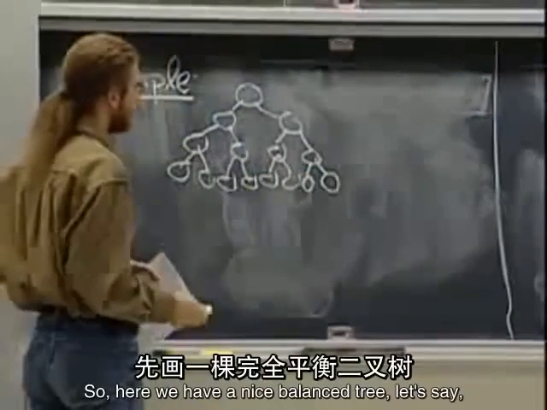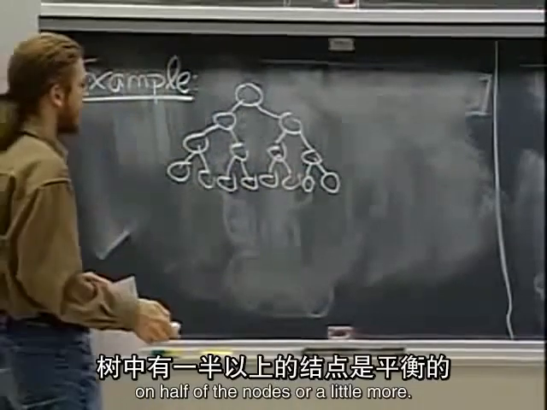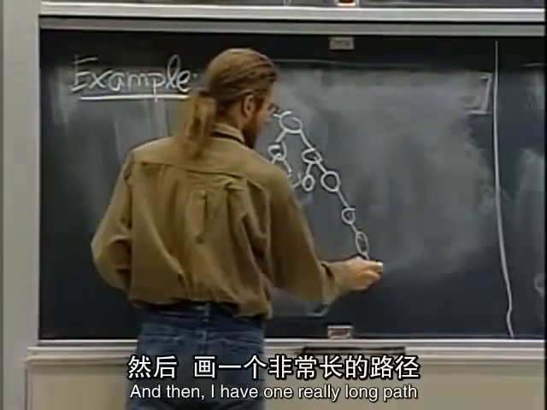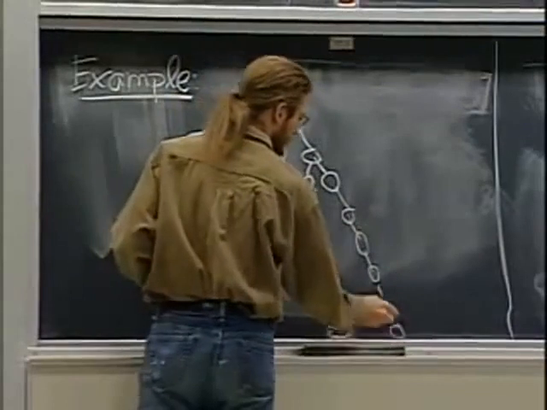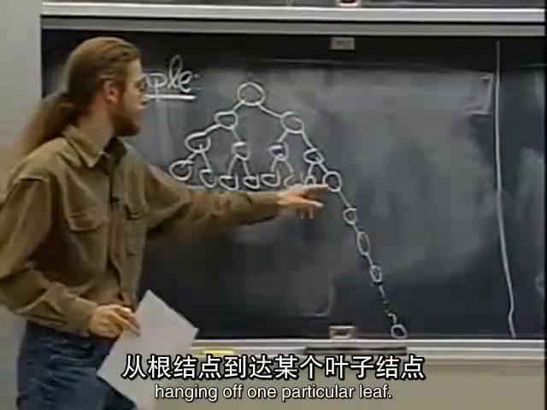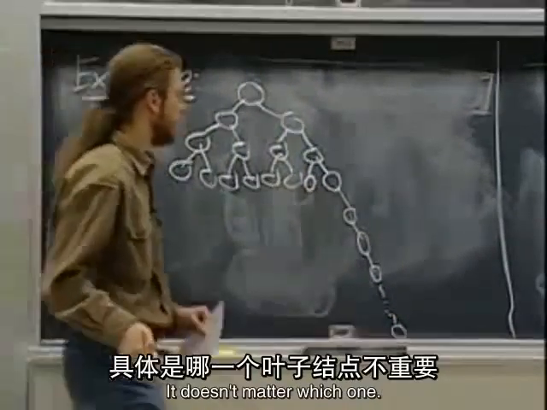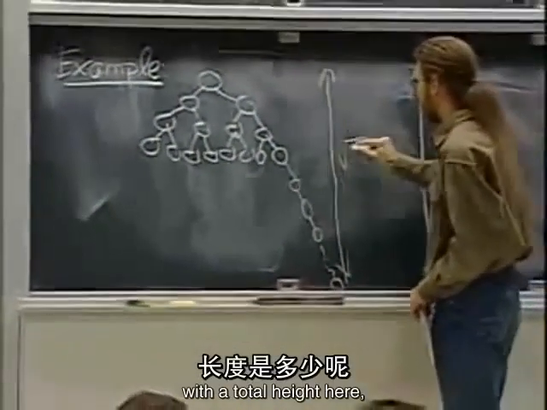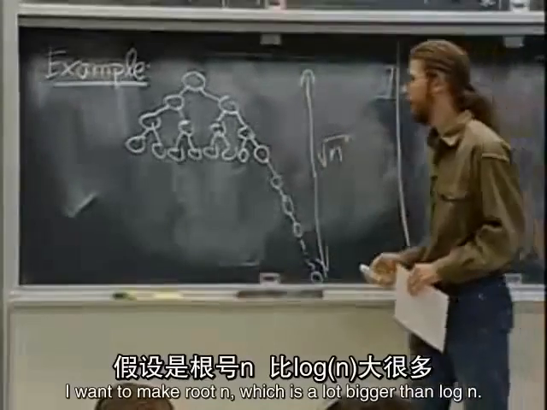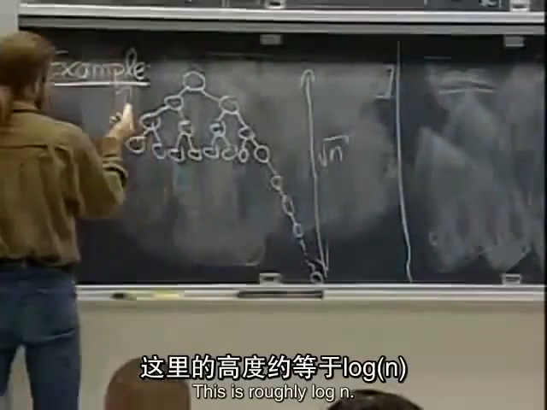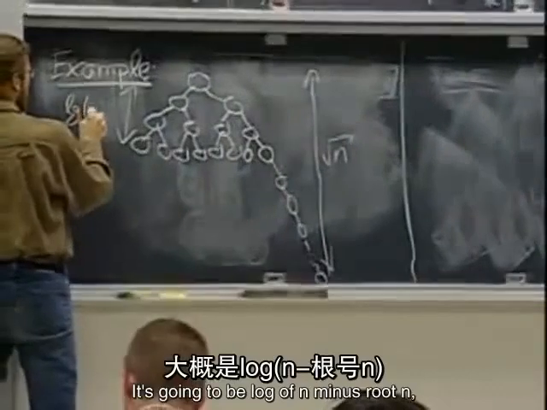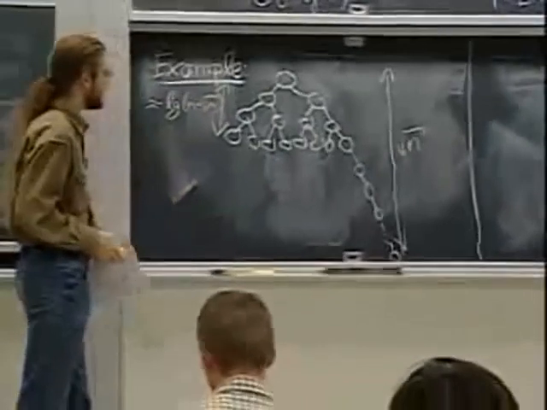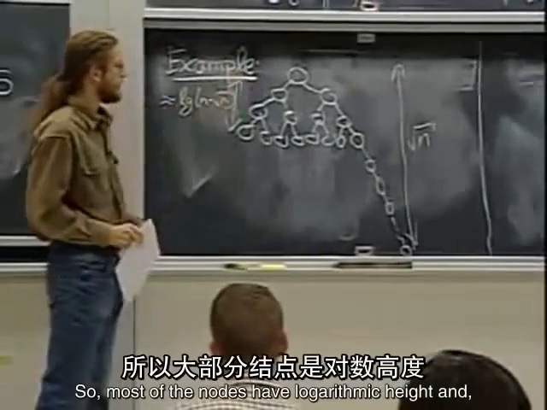So here we have a nice balanced tree, let's say on half of the nodes or a little more. And then I have one really long path hanging off one particular leaf, doesn't matter which one. And I'm going to say that this path has length, well, the total height here I want to make root n, which is a lot bigger than log n. This is roughly log n. It's going to be log of n minus root n or so, roughly. So most of the nodes have logarithmic height.